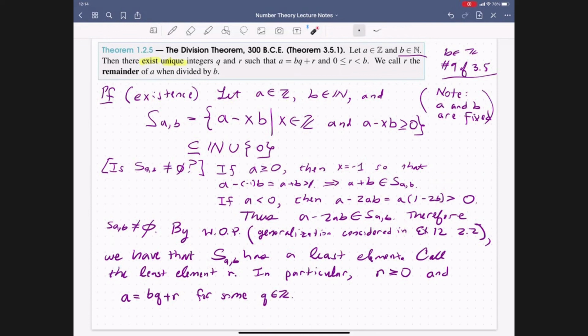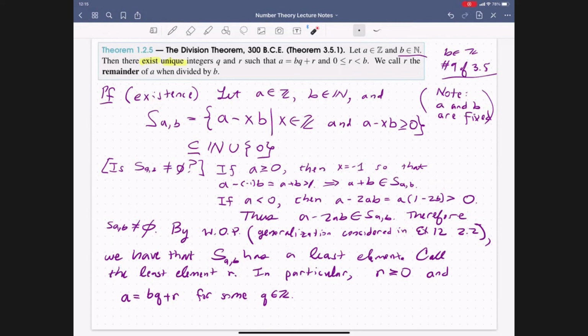The well-ordering principle tells us that we have an element in S_{A,B}, and we call that element R. But that element R has to equal A minus XB for some integer x. And so now what we are doing is saying that the least element, we know it's non-negative because it's a subset of the naturals union 0. We know that by definition, there must be an integer, which we have gone ahead and conveniently labeled Q. And so we know that there's some integer Q so that A is equal to BQ plus R, because R is equal to A minus QB.